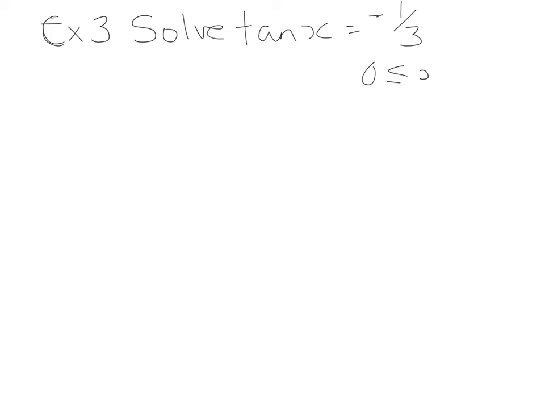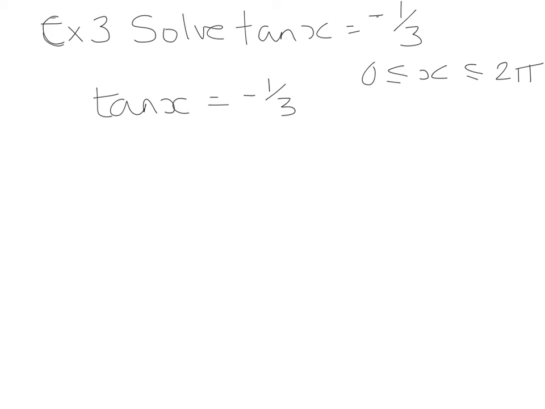Okay, example 3. Solve tan x equal to minus a third, and that's going to be between 0 and 2 pi again. So we're still in radian mode. Our function is already arranged so that we have tan x, the trig function, on the left hand side. So we just need to decide what quadrants we're using.